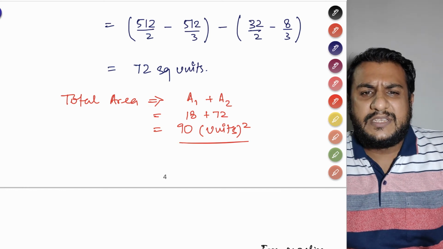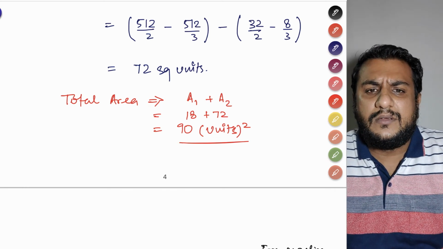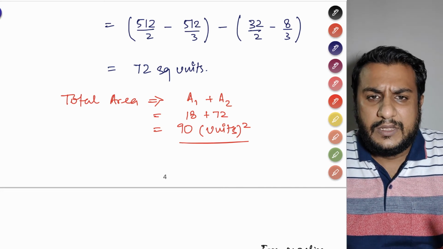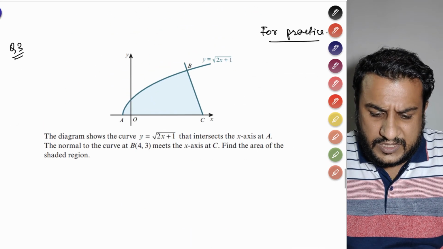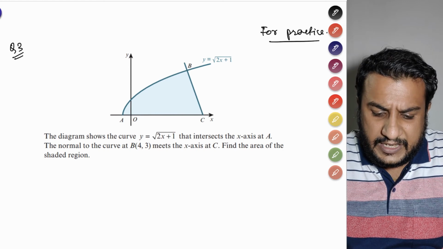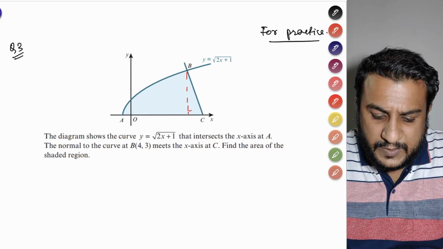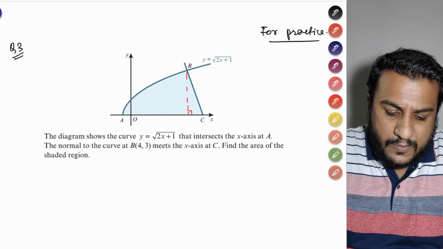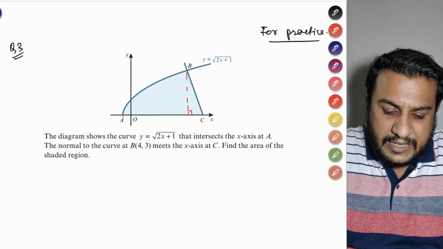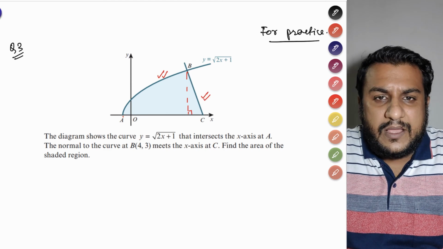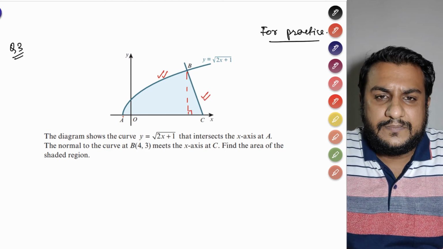So I hope now it's clear how we figure out the area under the given region when there are a line and a curve. Now this is a practice question for you. Just a hint: if you draw a perpendicular over here, this becomes a triangle. So basically from point A to B, you need to integrate the curve and you can add the area of this triangle and you will get the total required area.